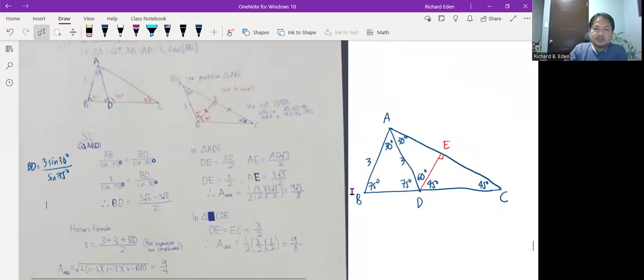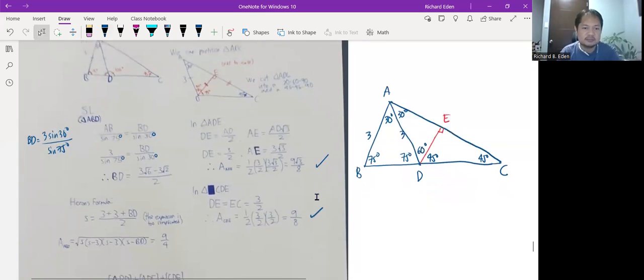Now, we go to ADE for now. So DE is 3/2, making AE 3 square root of 3 over 2. So ADE is half of 3/2 and 3 square root of 3 over 2, 9 square root of 3 over 8. That's correct. And in CDE, DE and EC are the same. So 3/2, 9 over 8. That's correct.